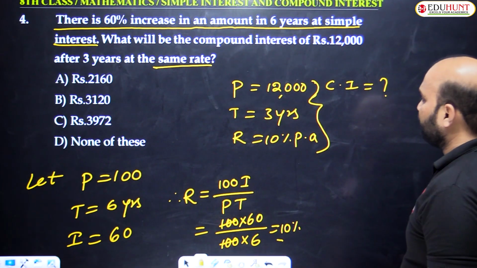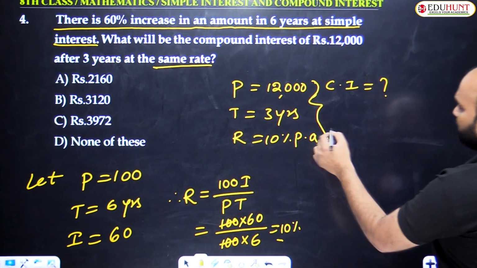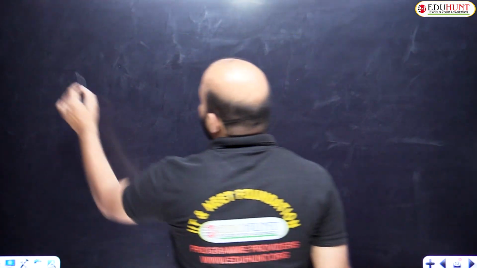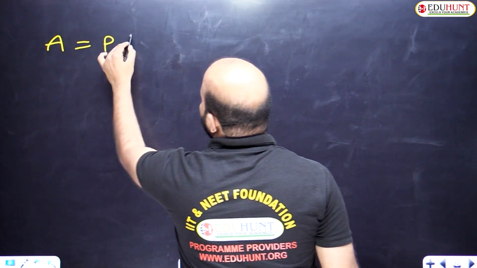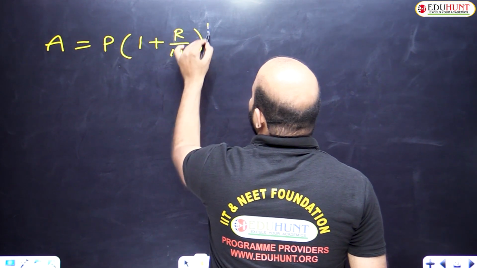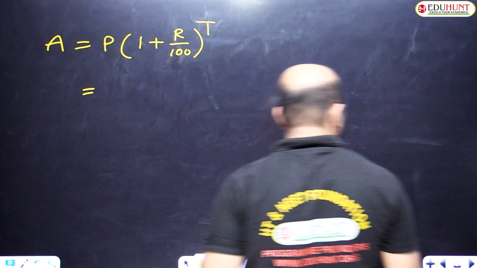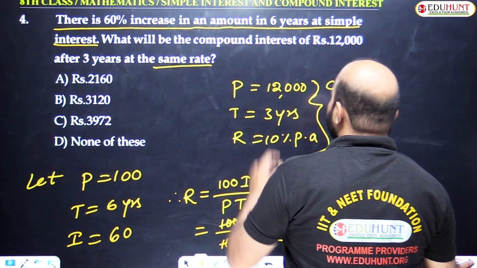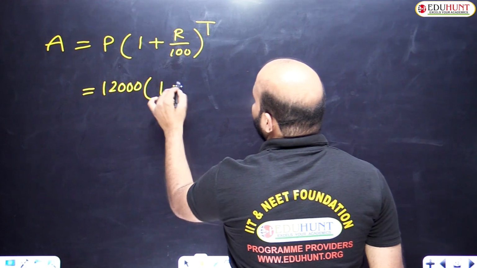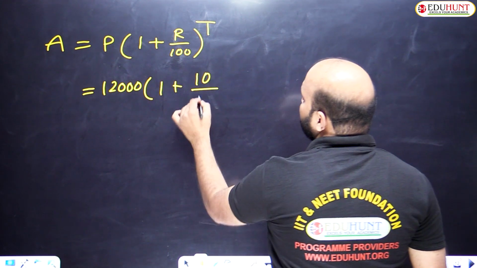So by using the amount formula according to the traditional method, amount equals P into 1 plus R by 100 whole power T. This is the amount formula. First you have to find the amount. Principal, how much is given? 12,000. 12,000 given. 1 plus rate of interest, already got 10%, whole by 100.